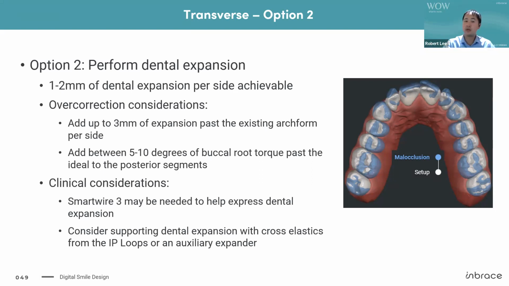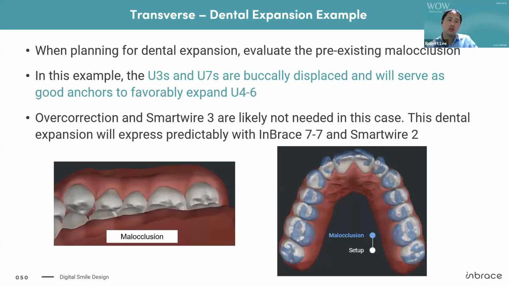Or you can use an auxiliary expander as well. So the cross elastics can actually be run from the IP loops. So when doing your dental expansion, you should look at what the pre-existing malocclusion starts with. So in this example here, the upper 3s and the upper 7s are buccally displaced. So that'll actually serve as very good anchors to favorably expand the upper 4 to 6. So as the upper 4 to 6 comes out, upper 3 to 7 come in.